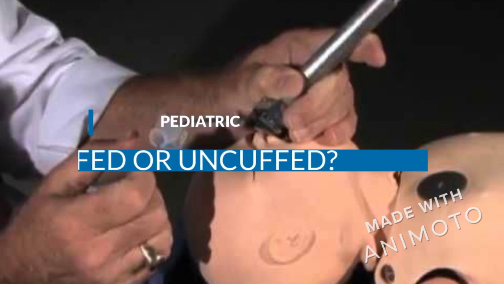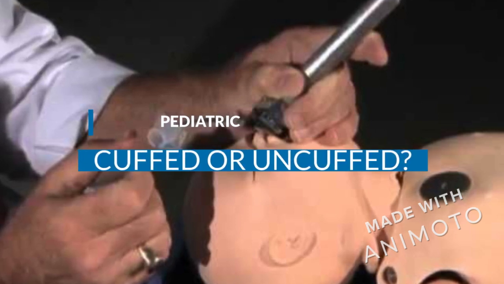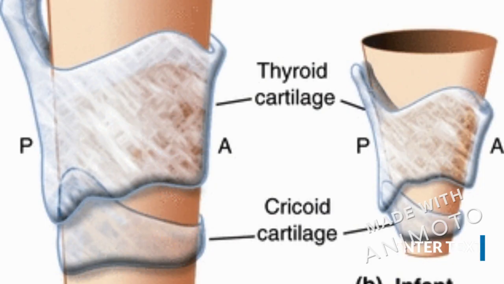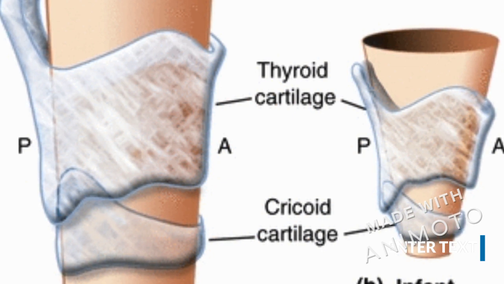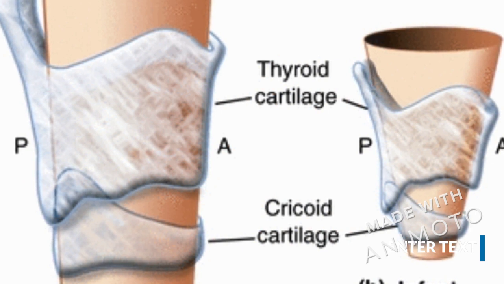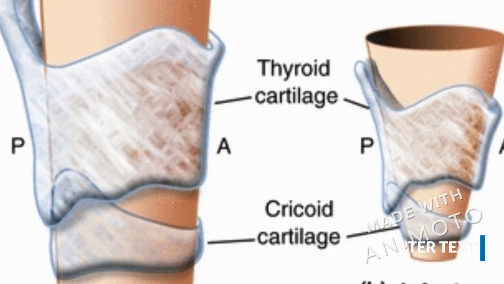One more question arises here: in pediatric patients or clients, what type of ET tube do we have to use, cuffed or uncuffed? So the answer is the cricoid ring in pediatric clients or infants is very narrow. So it is said that if we use an ET tube with a cuff, it can cause damage to the trachea walls. But the updated version is we have to use the ET tube with cuff in each and every client, whether it is adult or pediatric, because the cuff does not cause that much damage to the trachea.